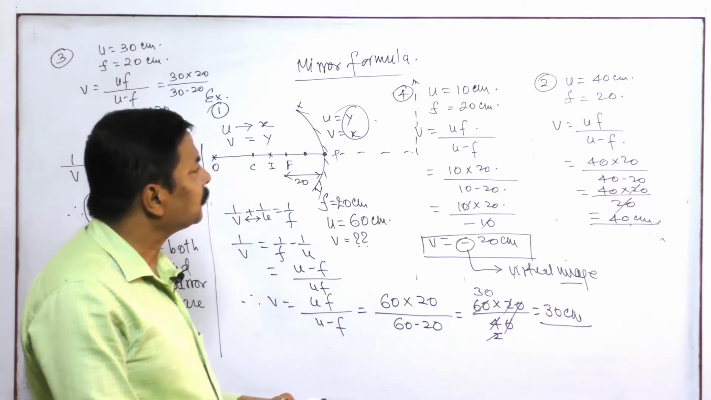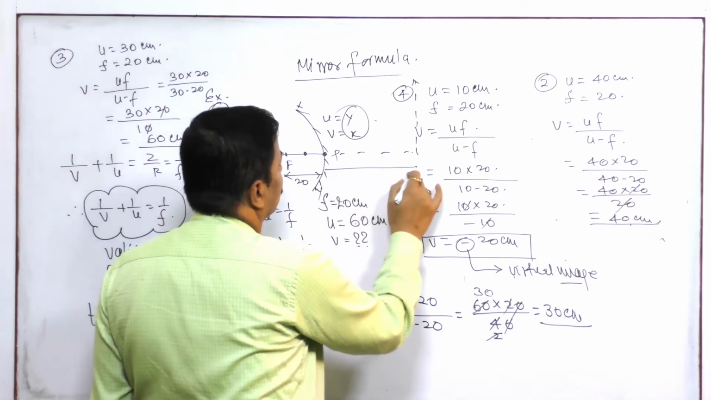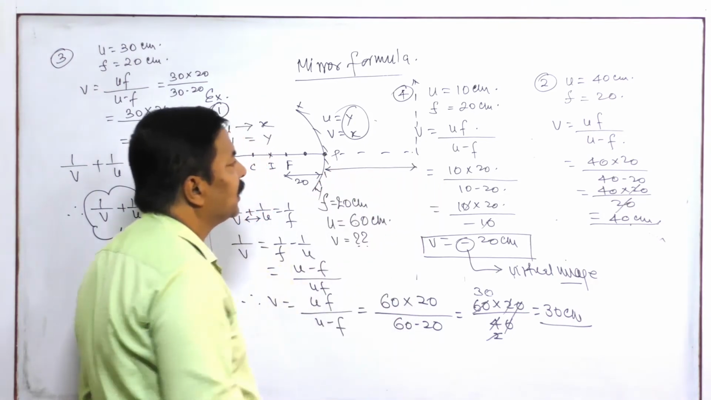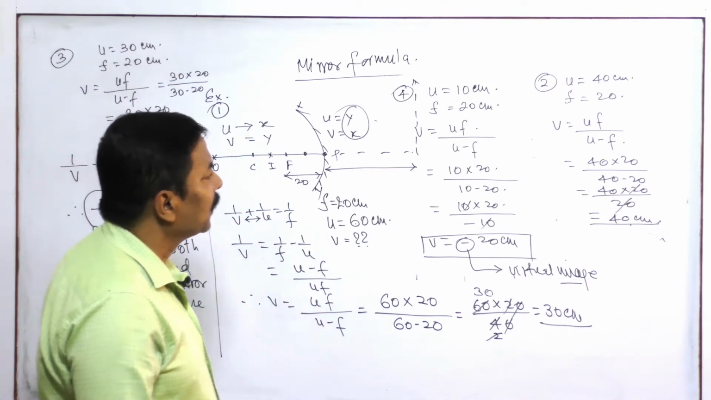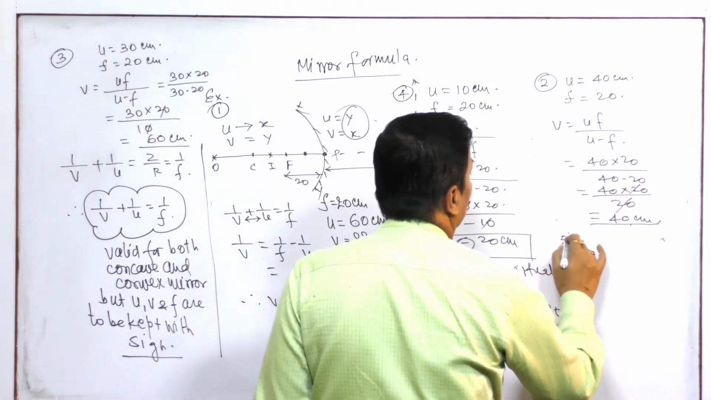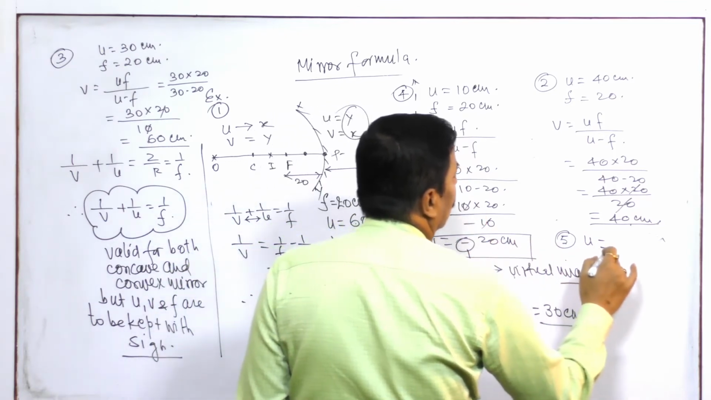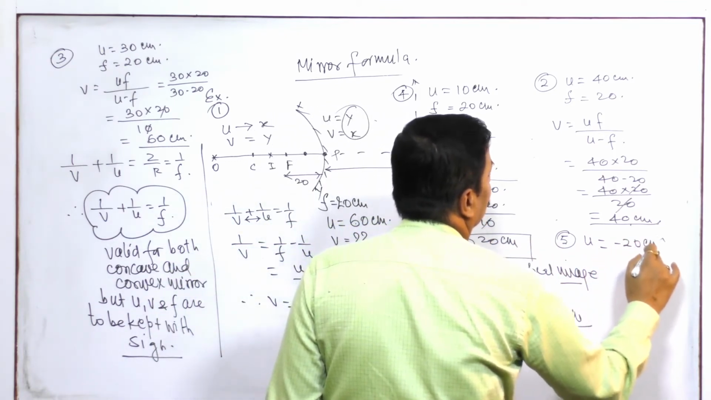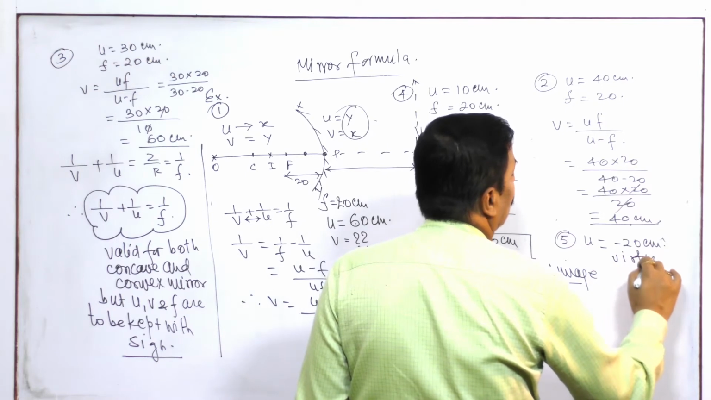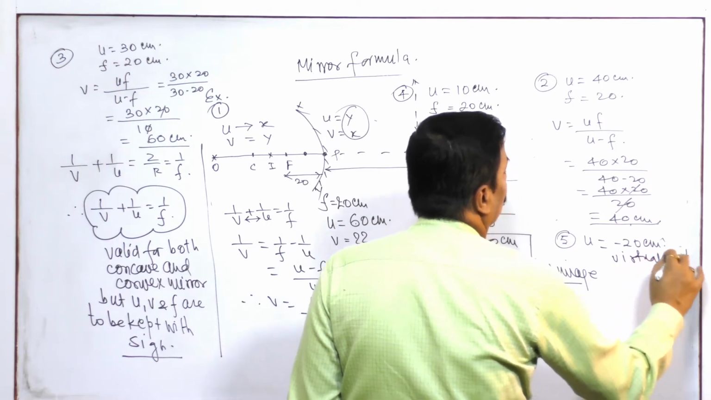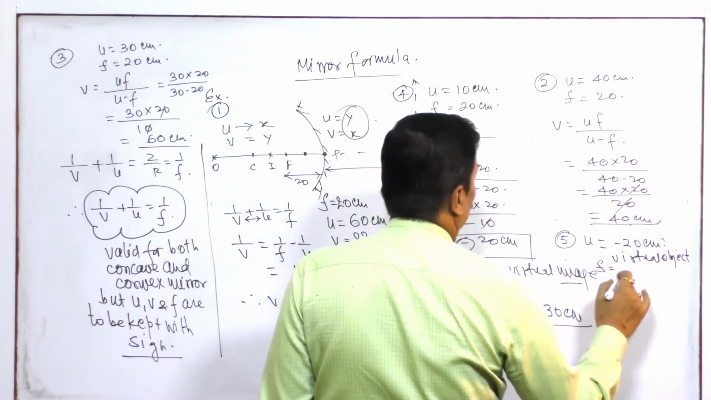One more thing, suppose this is our object, a virtual object. Next case, the fifth case I am taking, that u is equal to, how much we have calculated? Minus 20. U is equal to minus 20 centimeter. What does it mean? It means a virtual object is there. And f is the same, that is 20 centimeter.